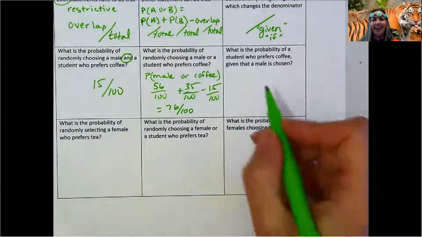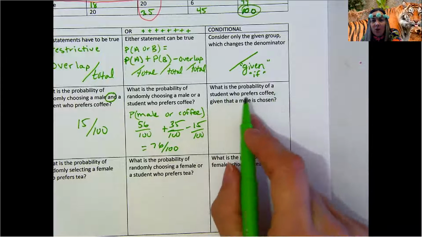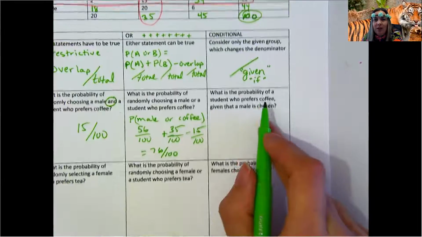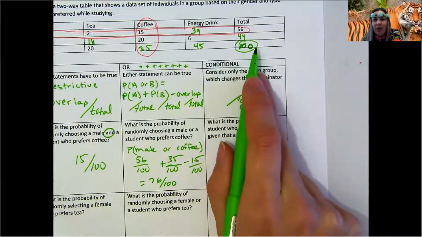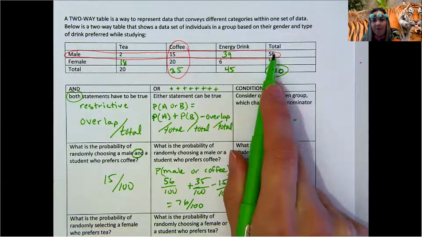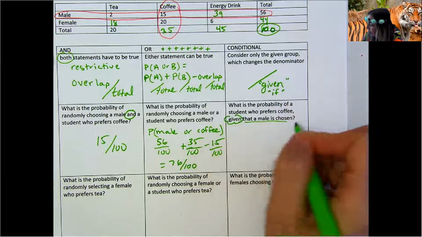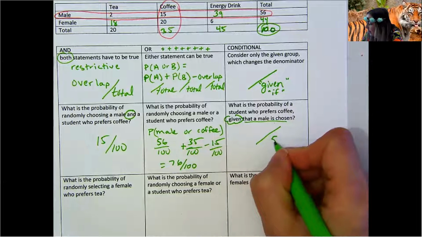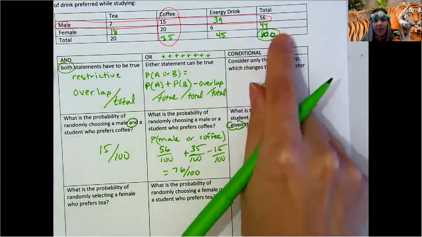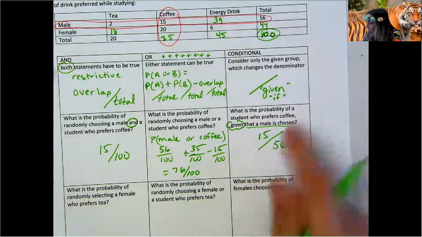All right. Here's the new one. You haven't seen this yet. What is the probability of a student who prefers coffee given that a male is chosen? So instead of being out of 100, we're going to ignore the females and focus only on the males. So my denominator is now 56. Again, watch for those keywords like given. So that's going to be our new denominator, 56. Out of those 56 males, who prefers coffee? 15 prefer coffee. So 15 out of 56.